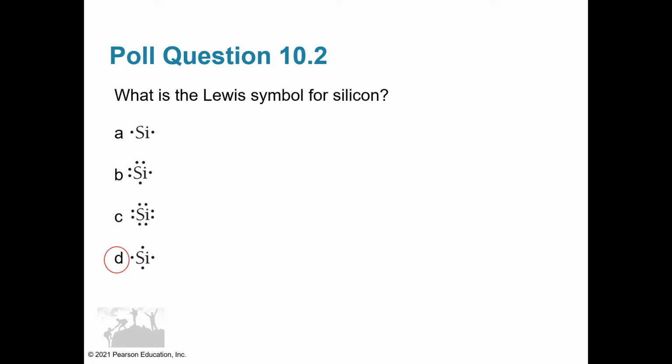You should see that it is in the 4th column, so it should have 4 valence electrons. So our answer here is letter D.